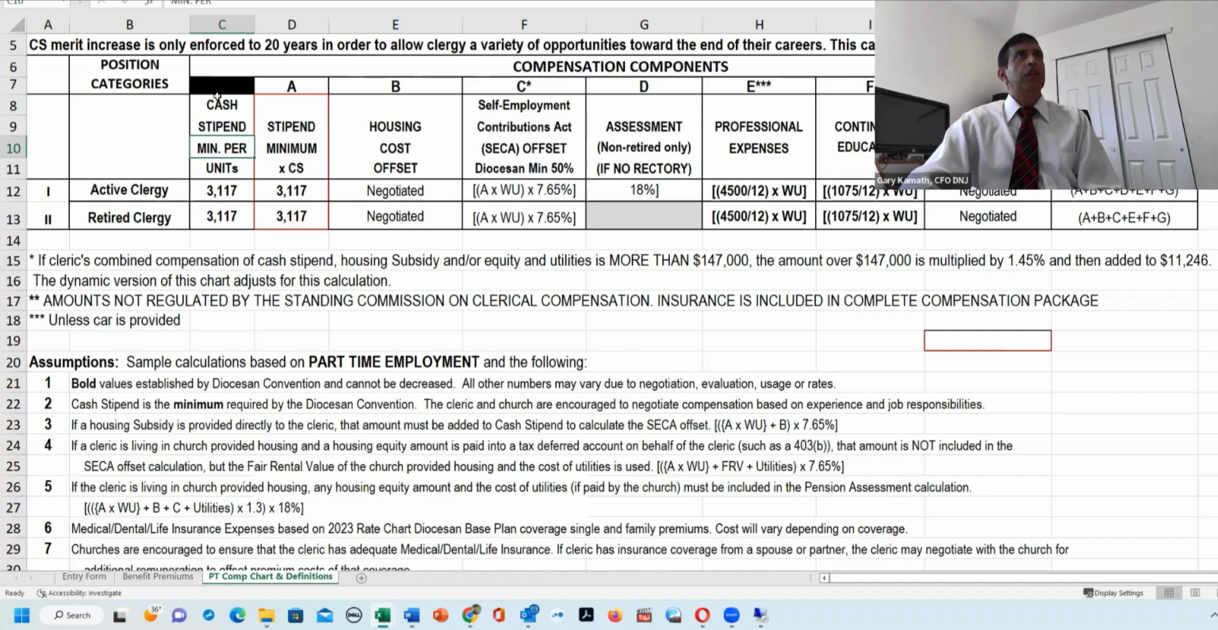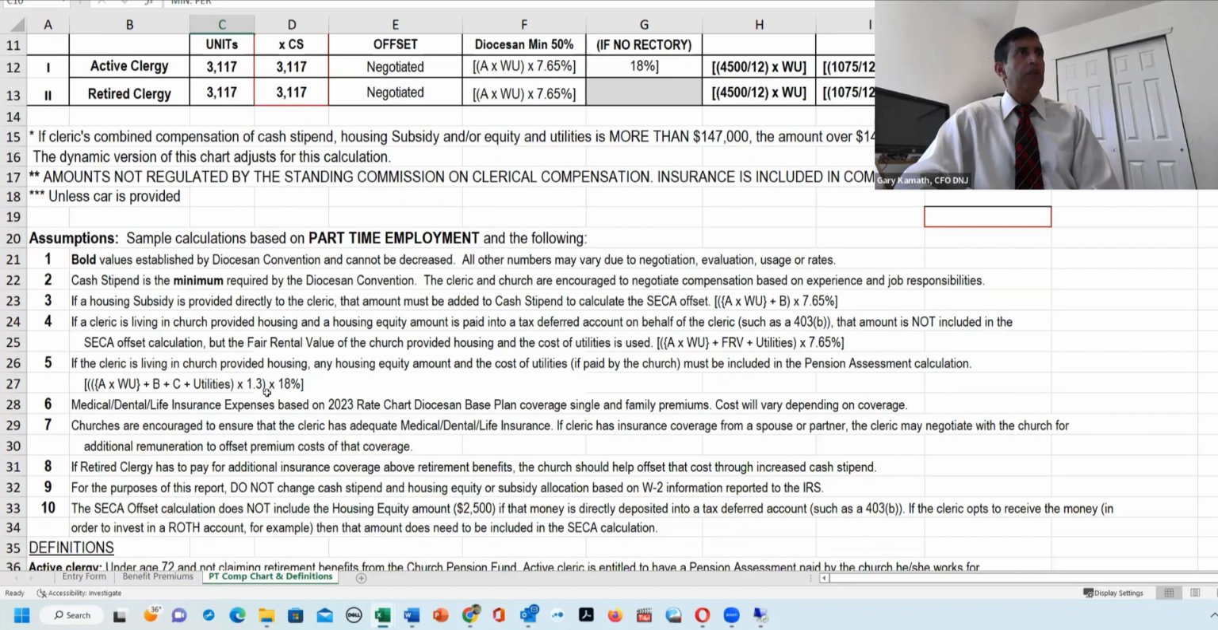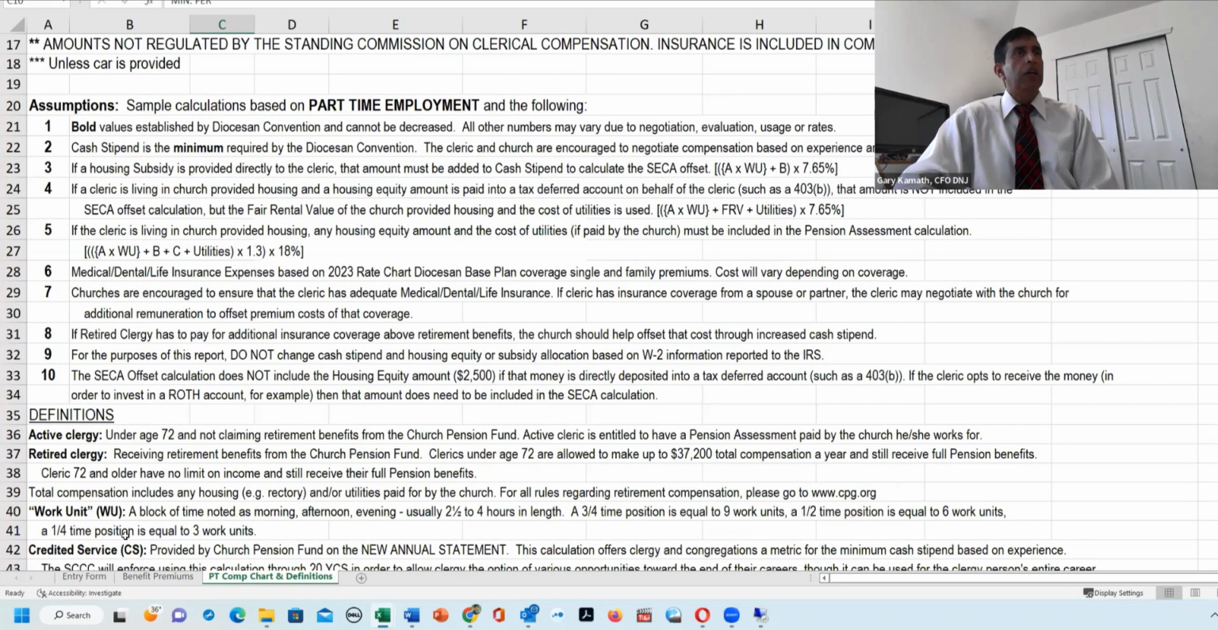And here you see, when you look at cash stipend and the minimum, we talk about per unit, since it's part-time clergy. Those are explained at the bottom, work units actually. Work units are considered if somebody is working different shifts, like morning, afternoon, or evening, and you'll see those lines.